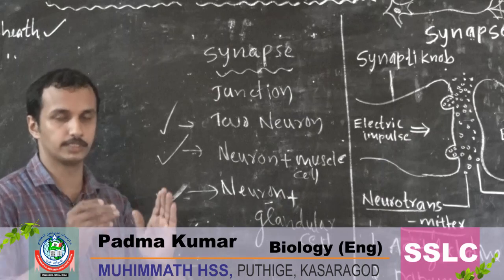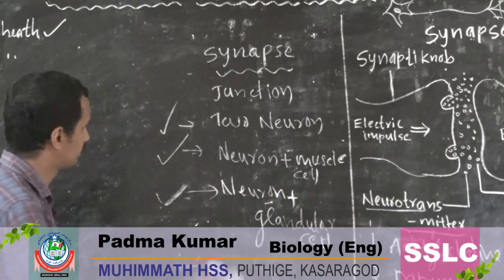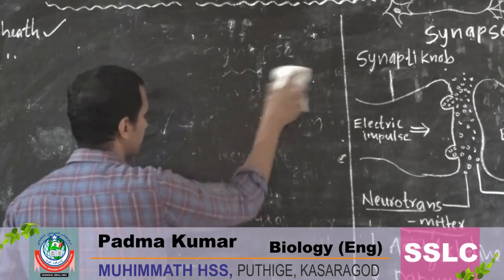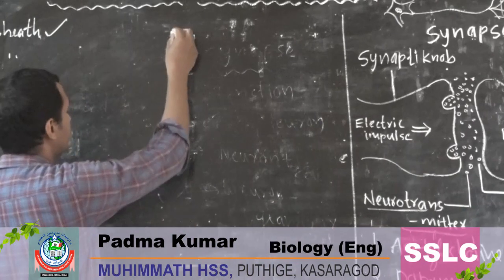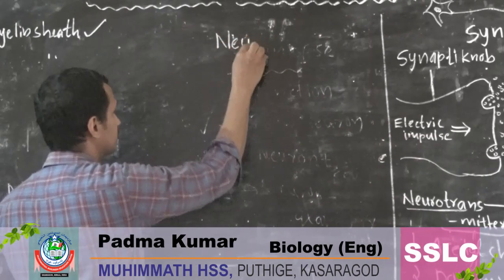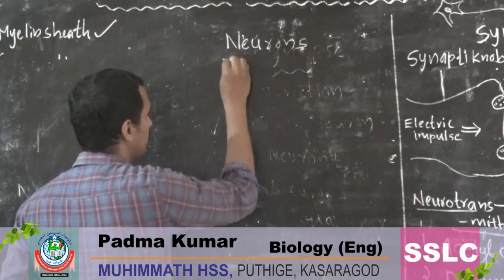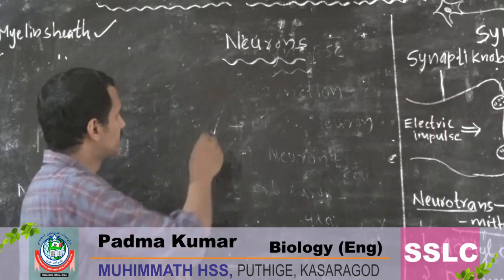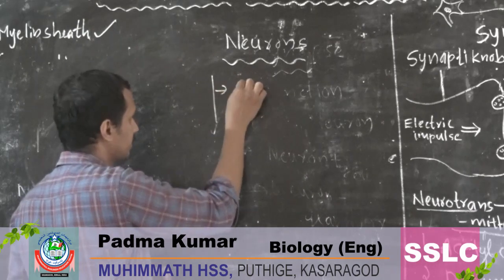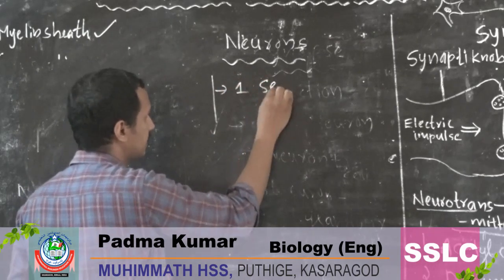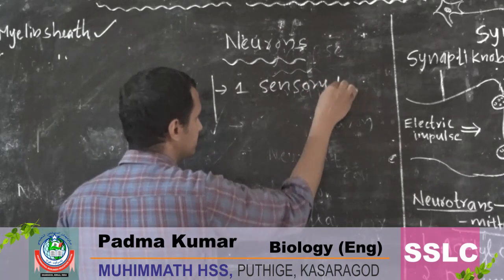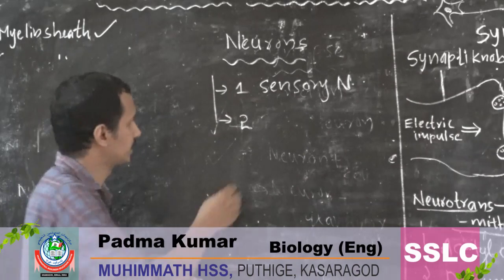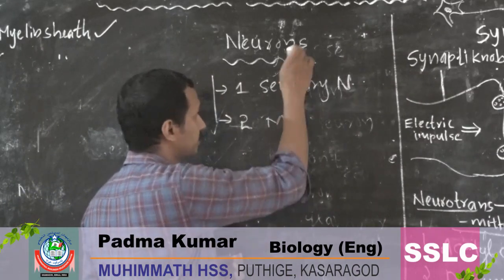Next we are going to discuss about nerves. Before going to nerves, let us discuss what the different types of neurons are. After this we can move to nerves. What are the different types of neuron? We can call the first neuron a sensory neuron. The second is nothing but a nerve cell. We can classify nerve cells based on their functions.